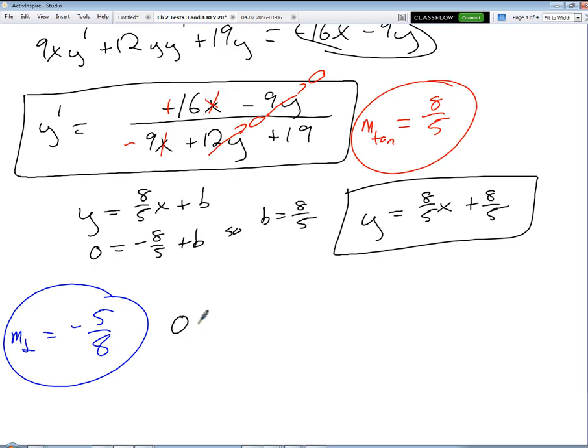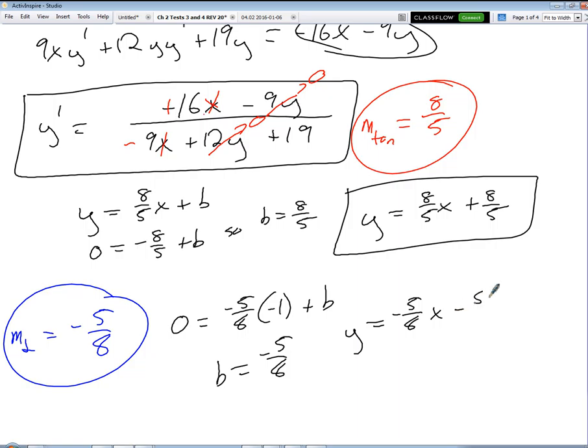We'd get 0 equals -5/8 times -1 plus b. So what's b? 5/8. And we get y equals -5/8 x minus 5/8. So the top is the normal line and... Top's the tangent line.